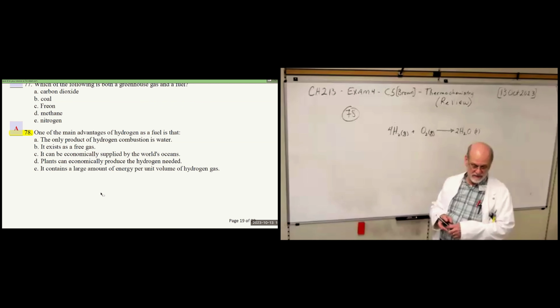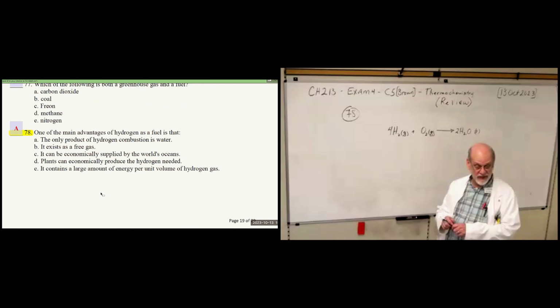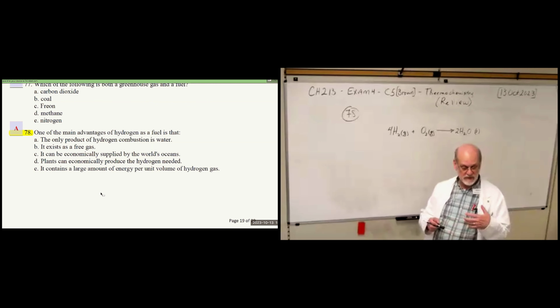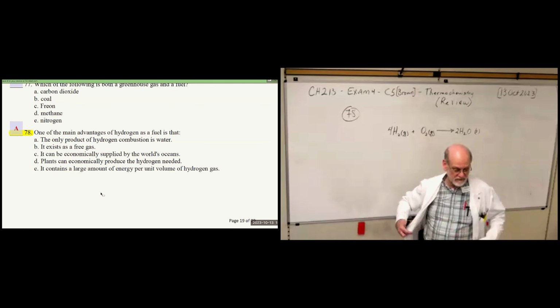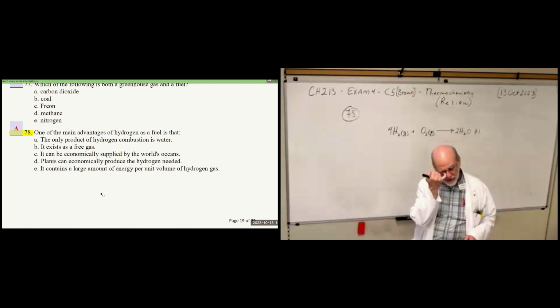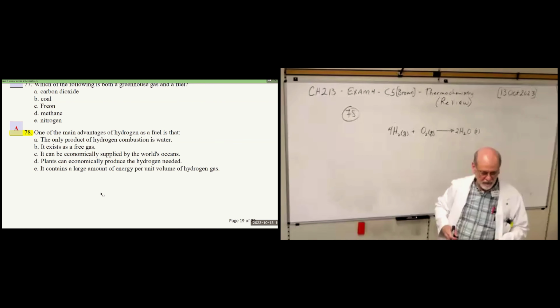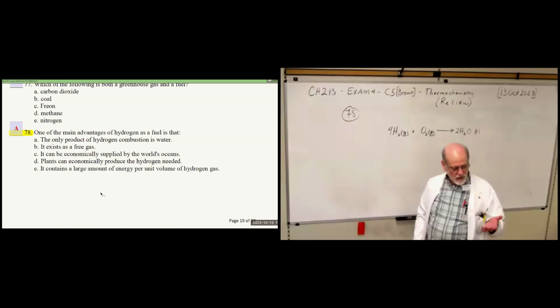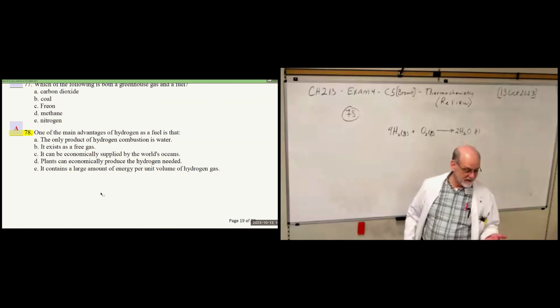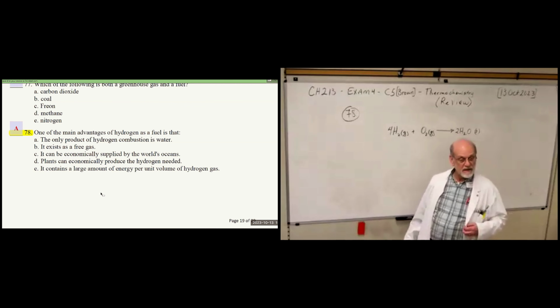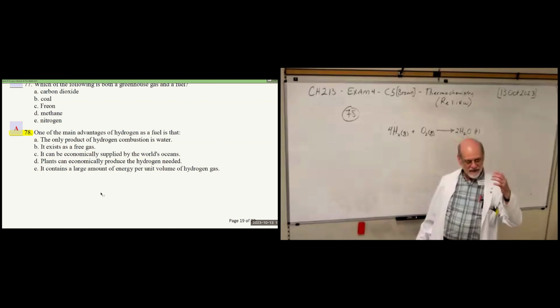It exists as a free gas. Well, not really, not in significant amounts to be used as a fuel. We have to make it. In fact, hydrogen now is made from methane, which is bad because it produces carbon waste. Well, it's bad according to some people. So that doesn't help any. It can be economically supplied by the world's oceans. Well, maybe it could, if we could get everybody on board for nuclear power.